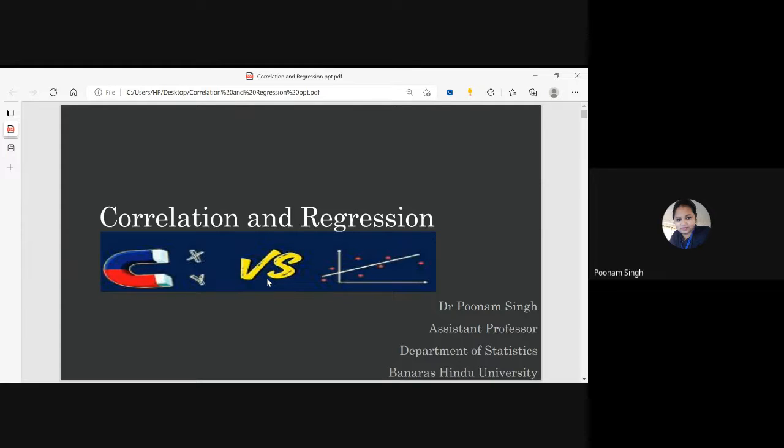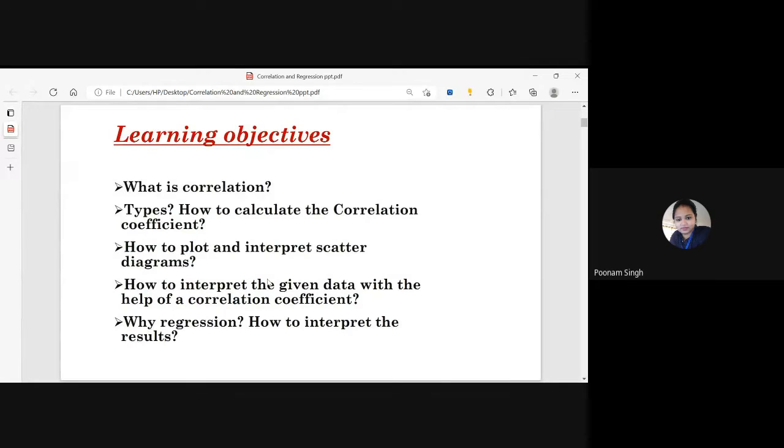In this presentation of 2 hours, we will be able to cover these objectives. At the end of the presentation you will be able to understand what correlation types are, how to calculate the correlation coefficient, how to plot and interpret a scatter diagram, and how to interpret given data. And what regression is and how we can interpret its results.